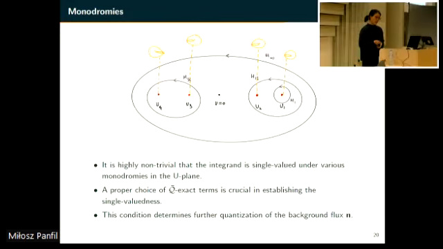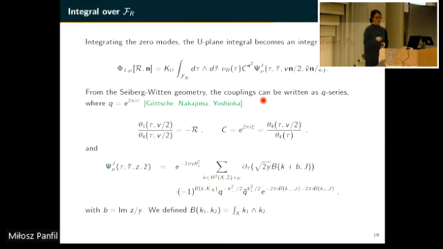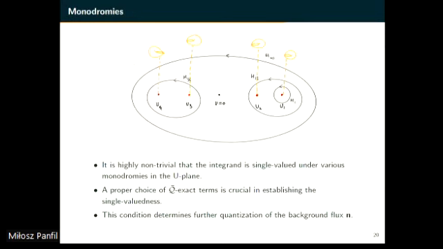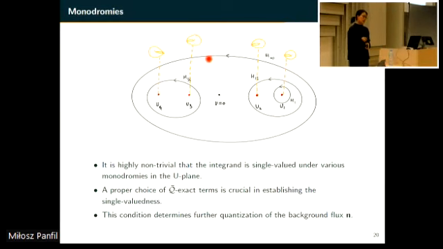There are a couple of remarks here. As I try to draw in this figure, there are lots of monodromies around the various singularities. For example, each of these contributions in the integrand can in principle depend on the choice of duality frame. And it's completely non-trivial that the combination of all these factors is single valued under all the monodromies that we have in the U-plane.